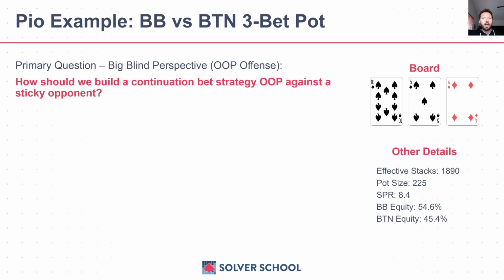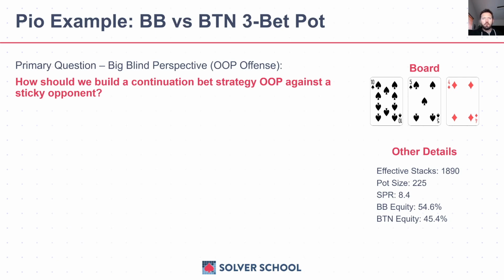In this spot, as we remember from PioSolver, we can't enter decimals into the effective stacks and the pot size, so I've multiplied everything by 10 here. We're assuming this is a 5-10 game, and you can just picture this in big blinds times 10. So our effective stacks are 189 big blinds, but you can picture that as 1,890. Our pot size is 225, or 22.5 big blinds.